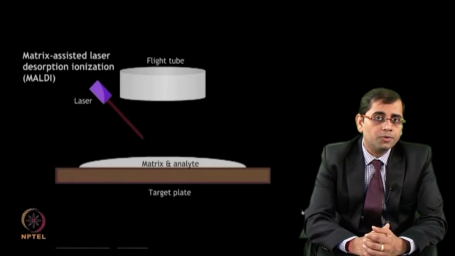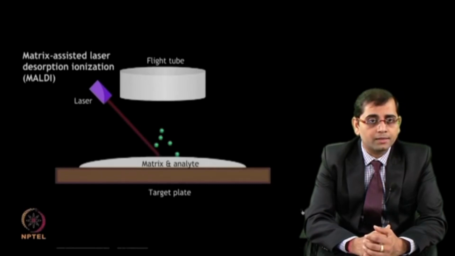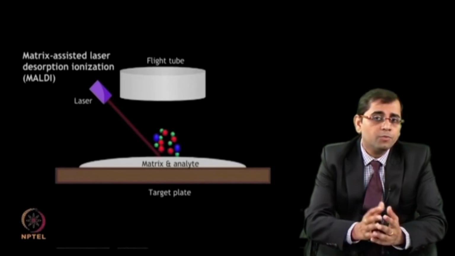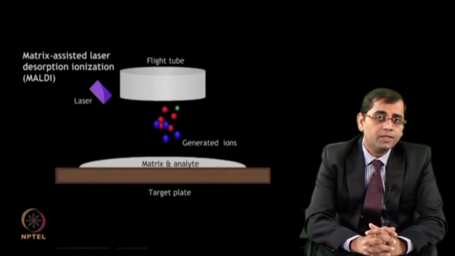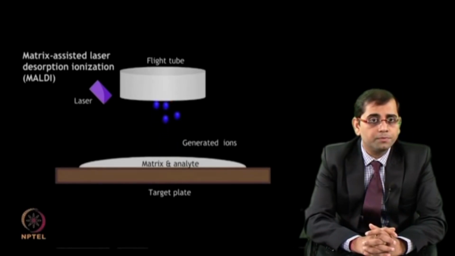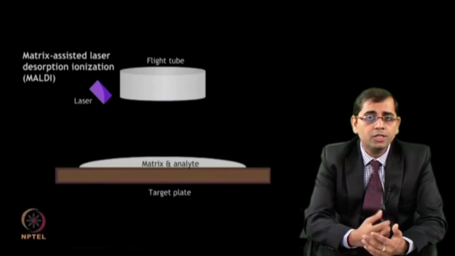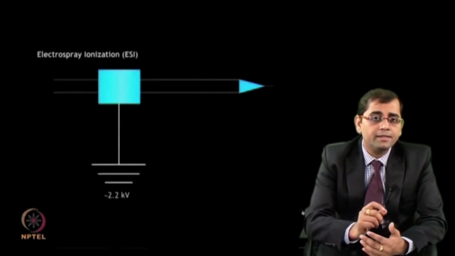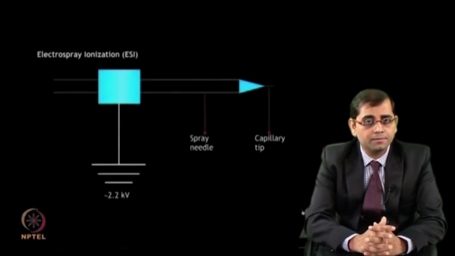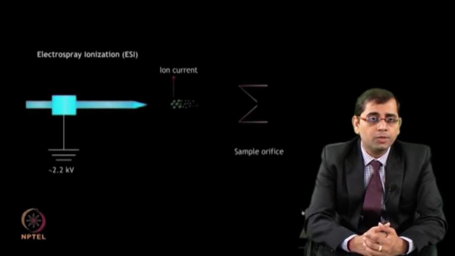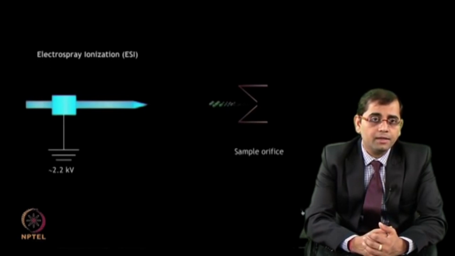Lecture 8 will focus on ionization sources. The ionization sources are responsible for converting the analyte molecule into gas phase ions in vacuum. The ions generated by the ionization source are then integrated with the mass analyzer. The commonly used ionization sources are MALDI and ESI.